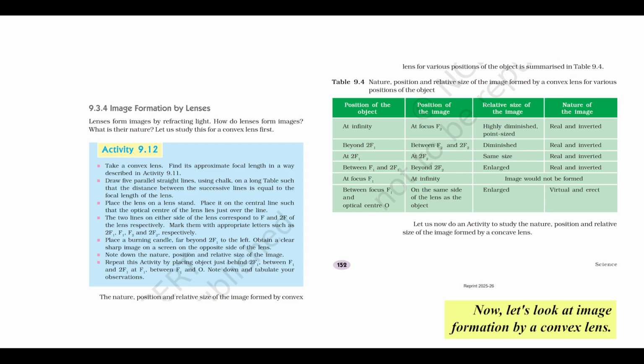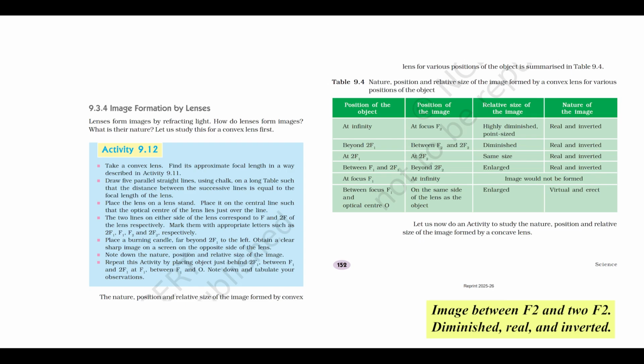Now let's look at image formation by a convex lens. You'll notice strong parallels to the concave mirror cases. Object at infinity. Image at f2. Highly diminished, real, and inverted. Object beyond 2f1. 2f1 is like the C point for lenses. Image between f2 and 2f2.